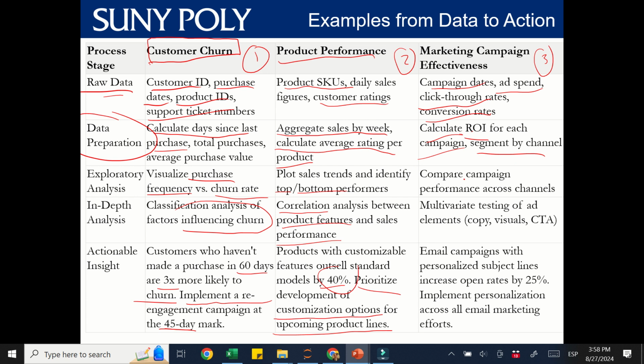The EDA, so they compare campaign performance across different channels. In-depth analysis, multivariate testing of ad elements to see the impact of visuals, for example, on the effectiveness of the campaign. And the actionable insight is that they found that email campaigns with personalized subject lines increase open rates by 25%. Therefore, they decided to implement personalization across all email marketing efforts.